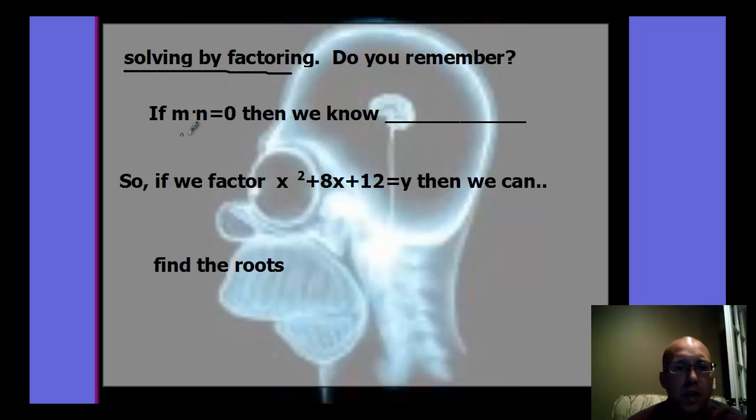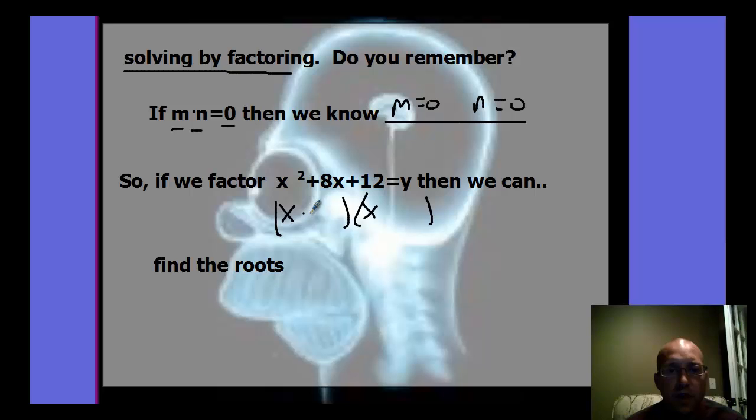It goes back to where if we had two quantities multiplied together to equal 0, then we know that either m has to equal 0 or n has to equal 0. One of those two things has to be true for that product to be 0. So if we factor this quadratic, then we can find the roots. If we factor it, the signs both have to be positive, and then we have 6 times 2 is 12 and 6 plus 2 is 8. So that factors.